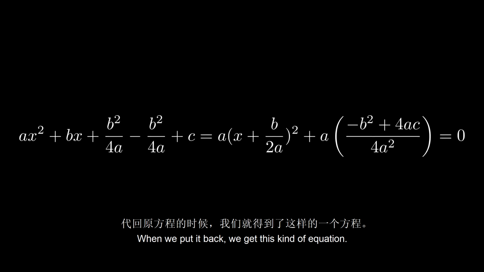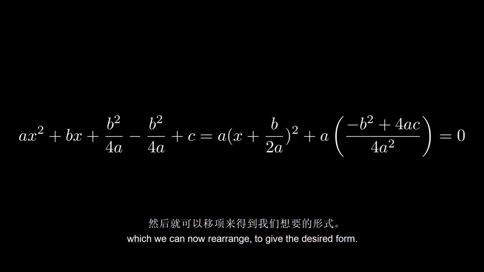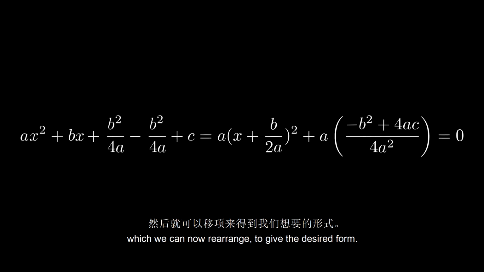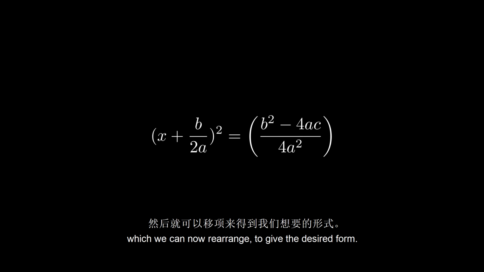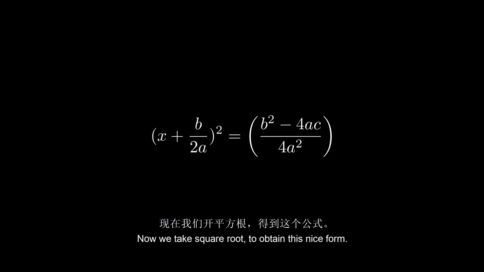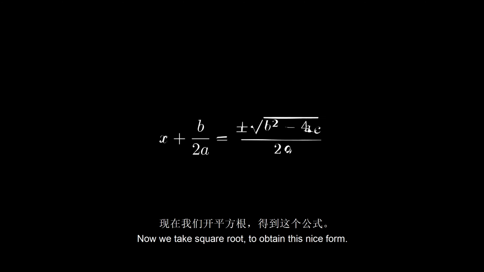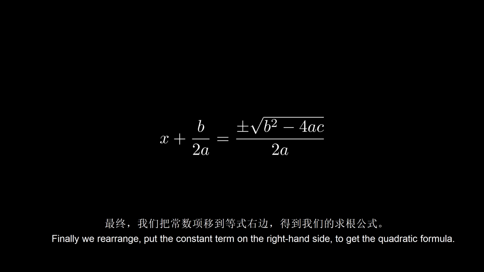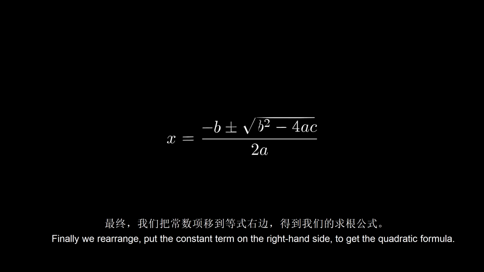And when we put it back, we get this kind of equation, which we can now rearrange to give the desired form. So the square is equal to something. Now we take square roots to obtain a nice form. Now finally we rearrange and put the constant term on the right hand side to get the quadratic formula.